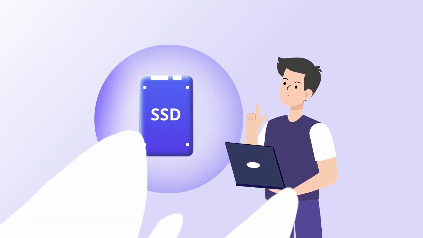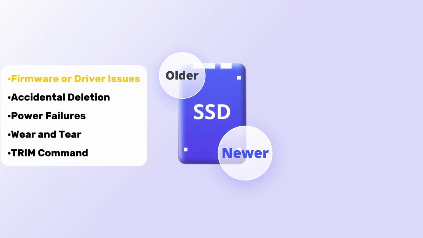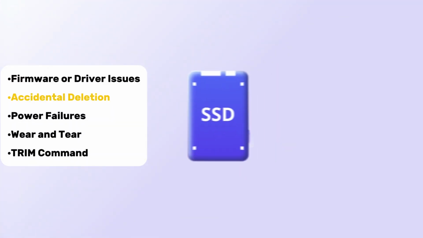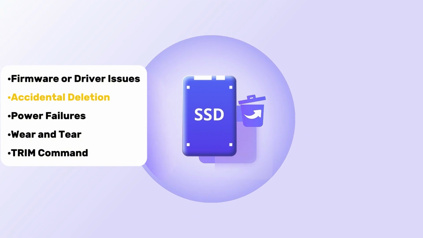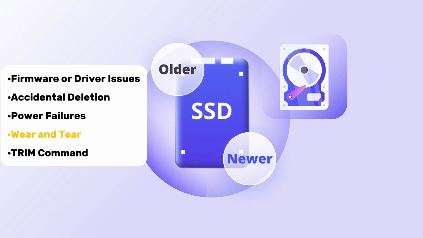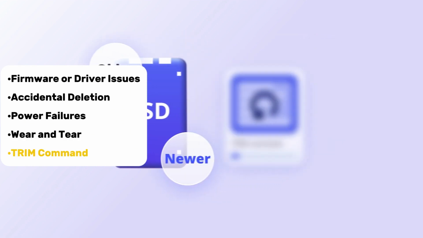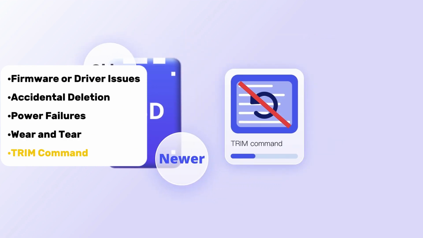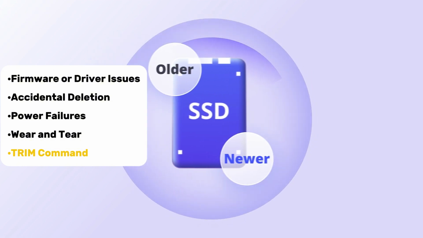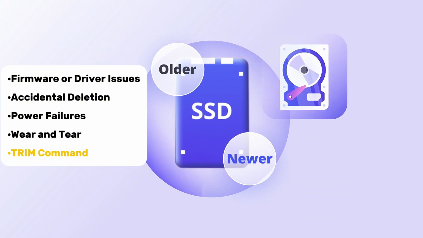or videos. Before we get to recovery methods, let's understand why SSD data loss happens. Corrupted firmware or outdated drivers can cause errors. Files can be erased without a backup. Sudden shutdowns can damage data integrity. SSDs use memory cells that can degrade over time. This feature optimizes SSDs but can make data recovery harder. Understanding these causes can help you act fast and improve your chances of successful recovery.